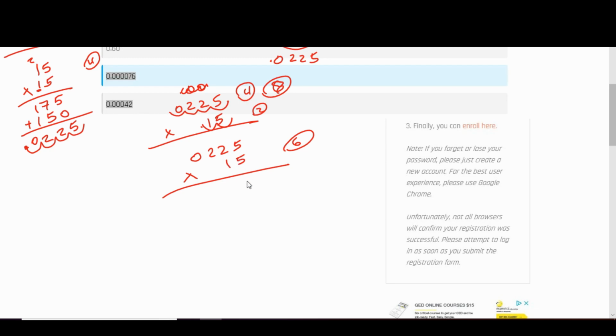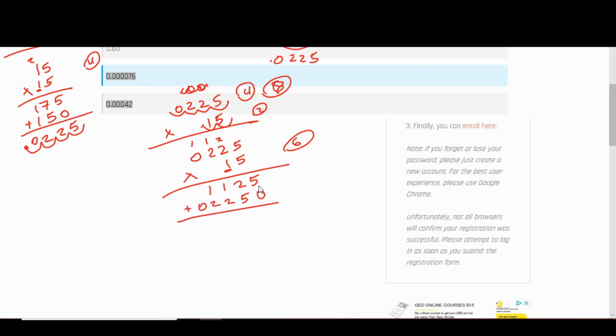5 times 5 is 25. Carry the 2. 5 times 2 is 10 plus 2 is 12. Carry the 1. 5 times 2 is 10 plus 1 is 11. Carry the 1. 5 times 0 is 0 plus 1 is 1. Add a 0 since we're starting this row. 1 times 5 is 5. 1 times 2 is 2. 1 times 2 is 2. 1 times nothing is nothing.